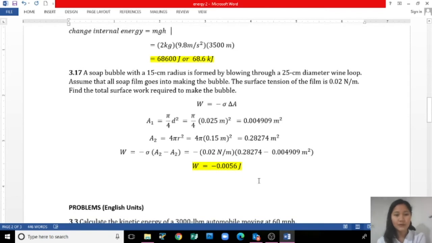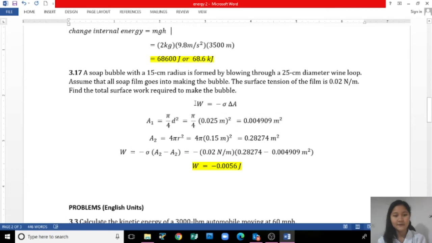A soap bubble with a 15 cm radius is formed by blowing through a 25 cm diameter wire loop. Assume that all the soap film goes into making the bubble. The surface tension of the film is 0.02 Newton per meter. Find the total surface work required to make the bubble.